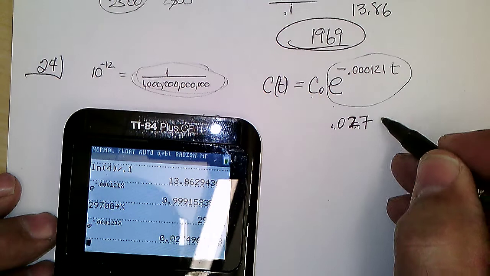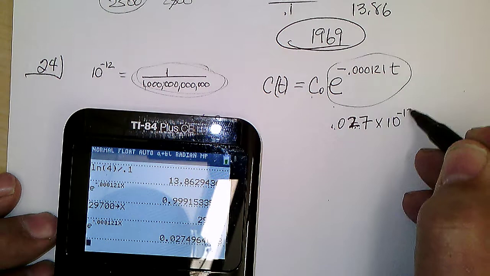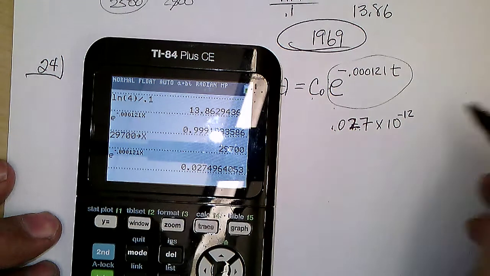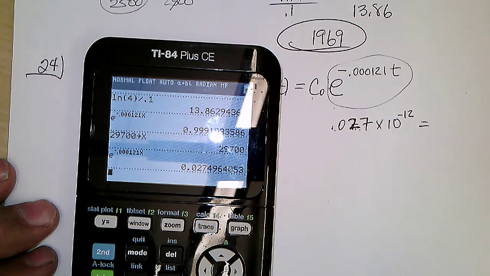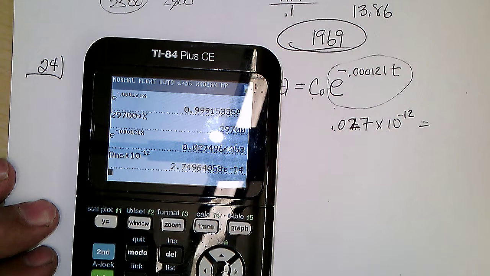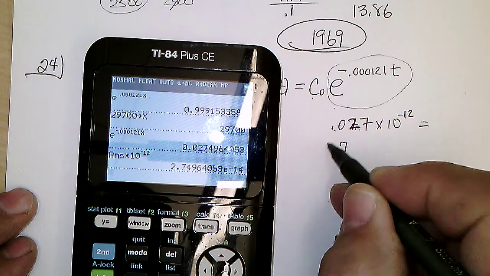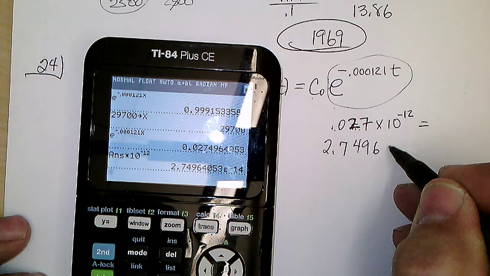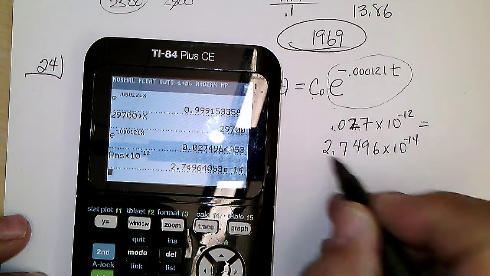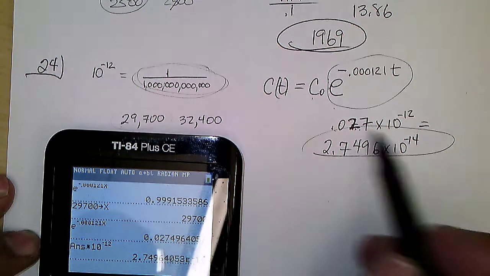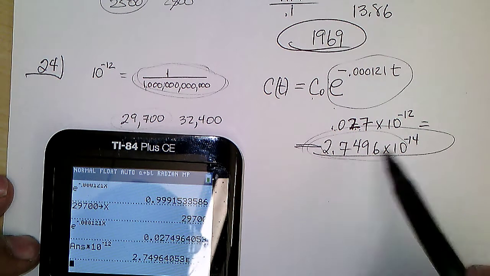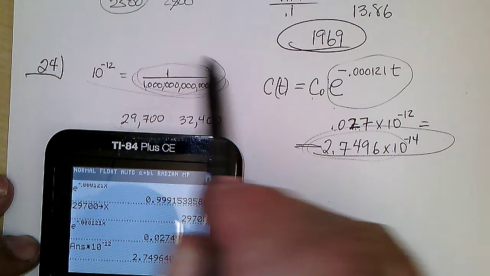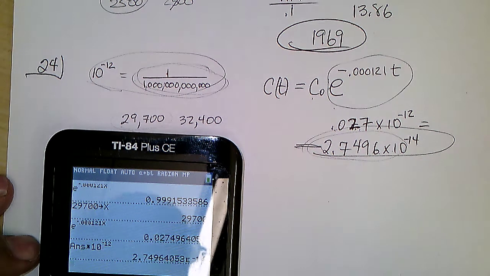So if I take that times 10 to the negative 12, I find out the new ratio. And so that would be that answer times 10 to the negative 12, and I get the new ratio of 2.7496 times 10 to the negative 14. And that's the ratio they found, which is less than it is currently. And that makes sense. It decreased by a certain amount.